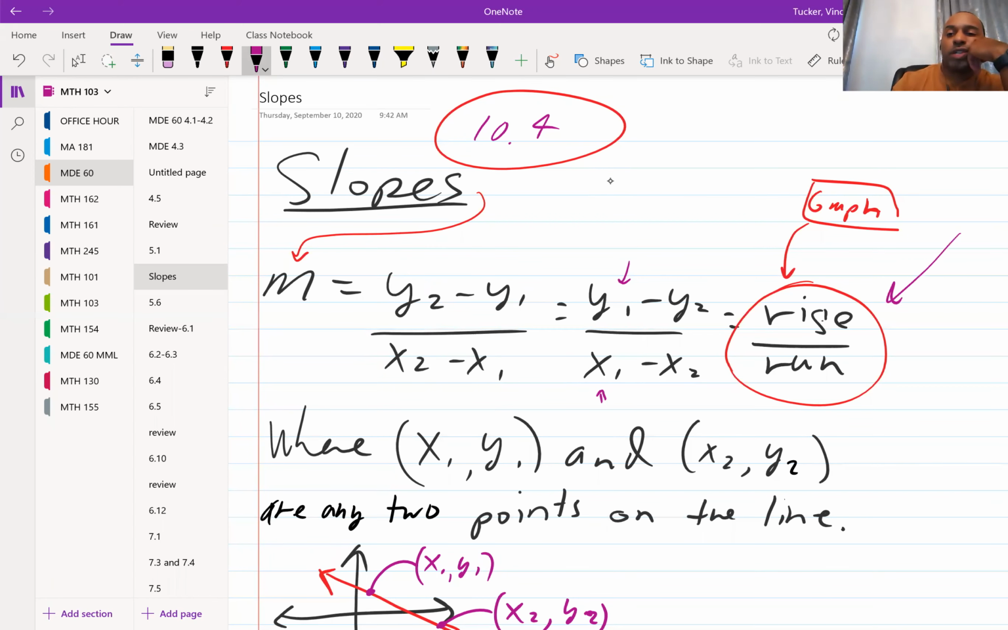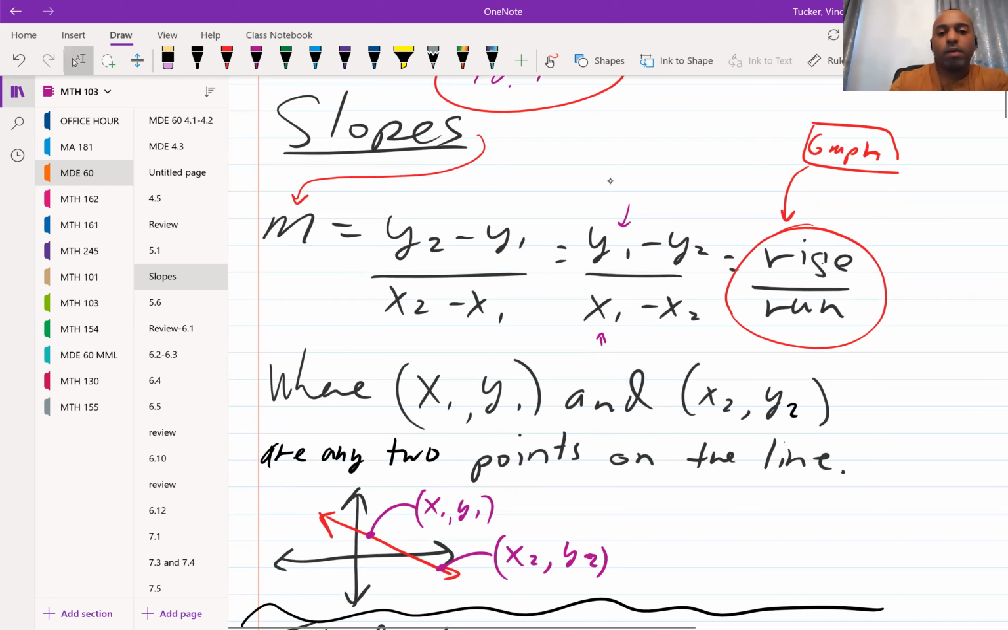And then the last part of the relationship is rise over run, which we will use to graph. We use that relationship to graph. And x1, y1, and x2, y2 will be 2 points, any 2 points on the line.